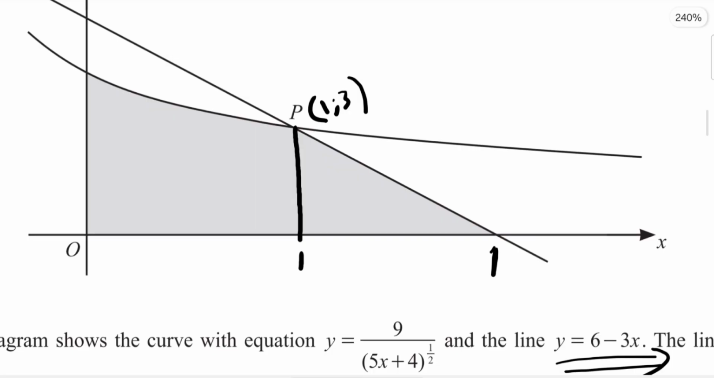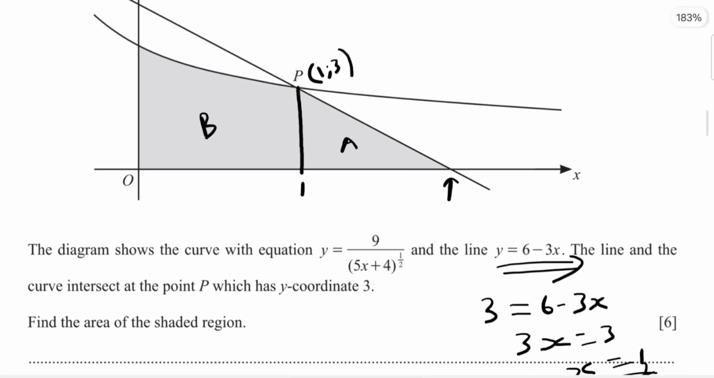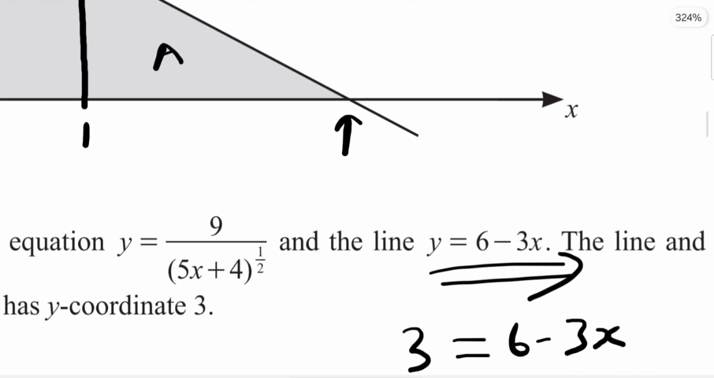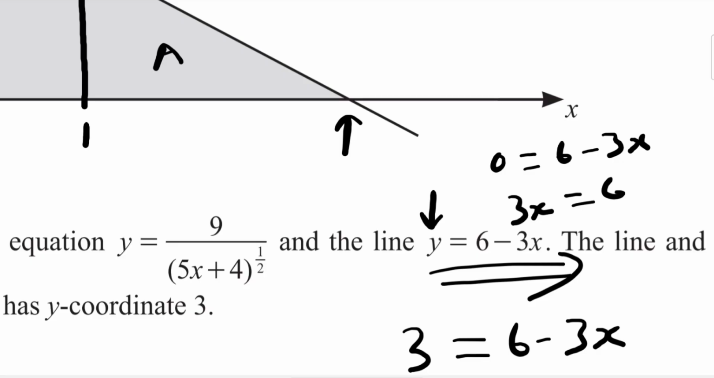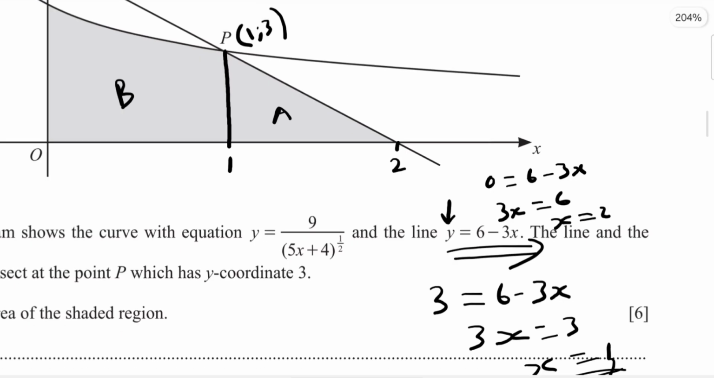We also need this point to calculate the area of the triangle. So we have area A and area B. For that point, that's our x-intercept. It's when y is 0. So if y here is 0, then 0 equals 6 minus 3x. So 3x will be equal to 6, and dividing by 3 on both sides, x will be 2. So the x value for this point is 2.